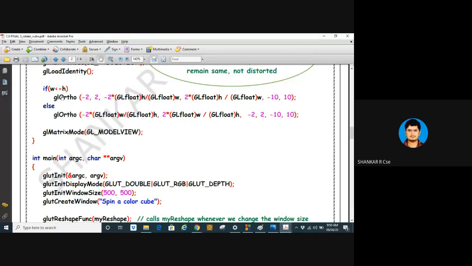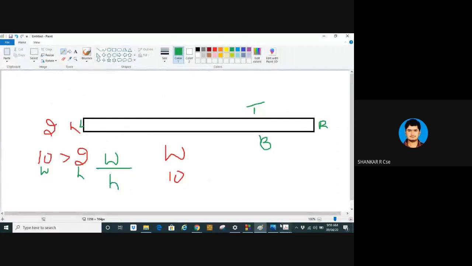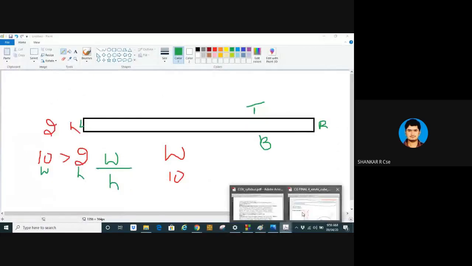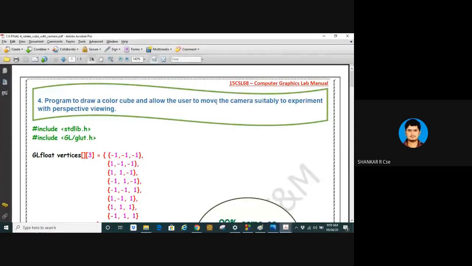The third program uses GL ortho. That is your parallel orthographic projection by default. Now we don't want ortho, we want perspective projection. That is your fourth program. You can see, draw a color cube and allow the user to move the camera suitably to experiment perspective viewing.